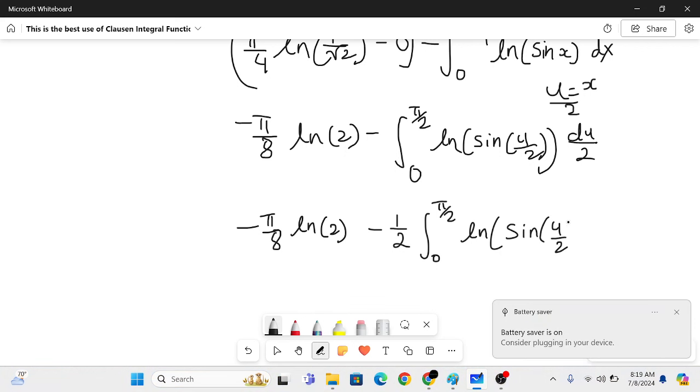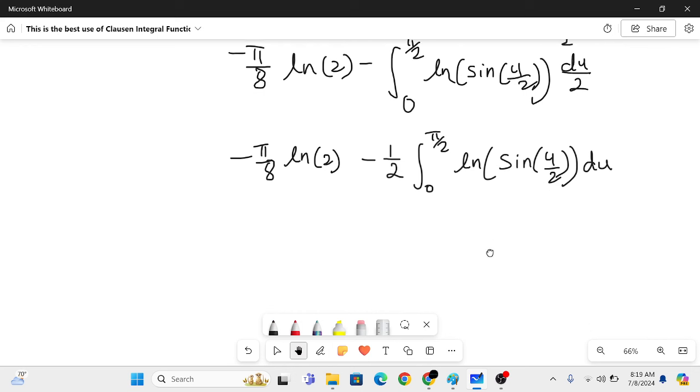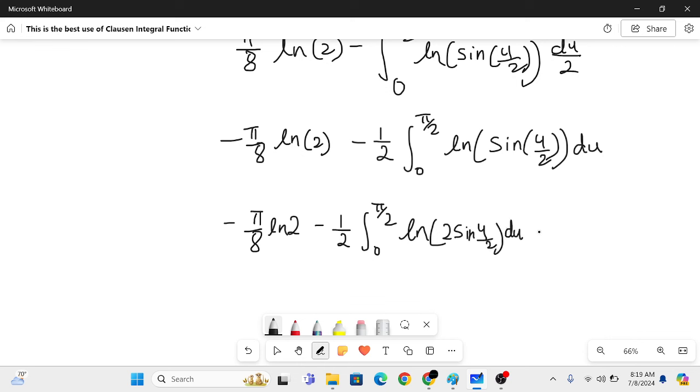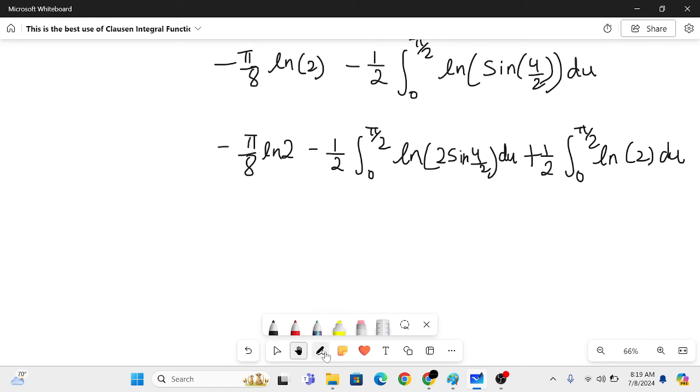Good. Now again what I want to do is also make this 2 sine u by 2. So let me add in a 2 and then subtract ln of 2, and so this becomes minus pi by 8 ln 2 minus 1 by 2 of integral from 0 to pi by 2 of ln 2 sine u by 2 du, plus 1 by 2 integral from 0 to pi by 2 of ln 2 du. Yes, that is perfectly fine. Now this can be integrated.